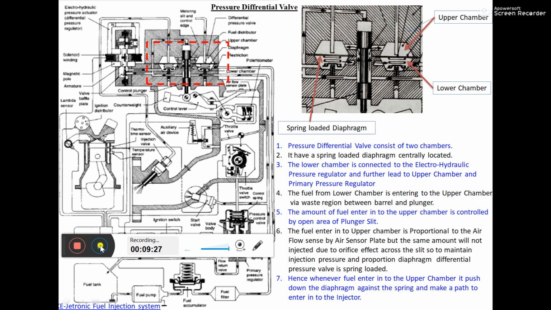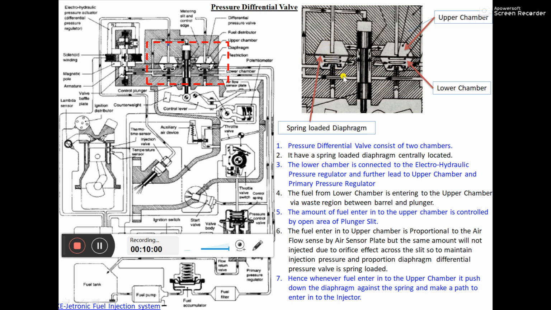In the case of the KE, the differential valve was also there, and the difference is, if you remember, that in the case of the K-Jetronic, this spring is present in the upper chamber, and there was a seat. On that seat, this delivery line was supposed to rest. Means the spring is located at the upper portion here. The diaphragm was there; here also the diaphragm is present. That diaphragm separates the upper chamber and the lower chamber.